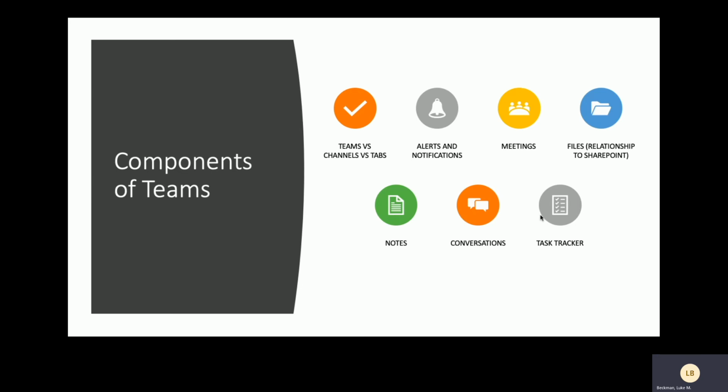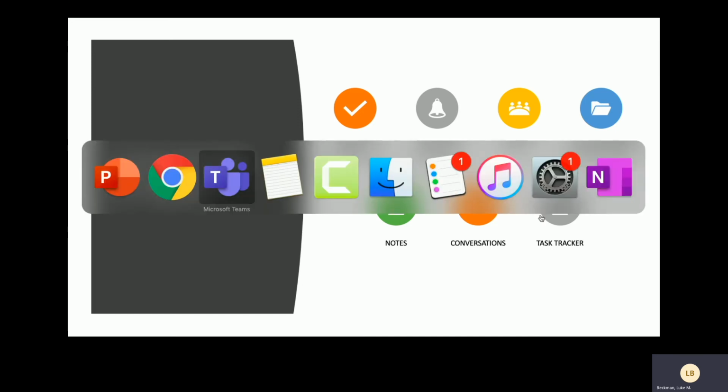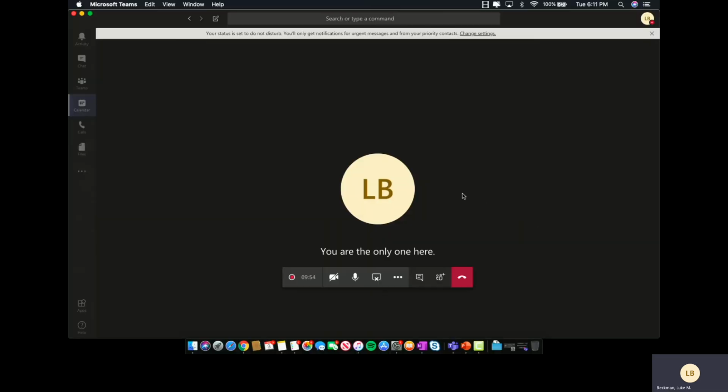So let's look at the components. Within Teams, you have Teams, channels, and tabs. You have alerts and notifications. You can do meetings, new files, notes, conversations, and task tracker. Those are all pretty much out of the box, very simple, straightforward to use. So let's dig into Teams as an application.